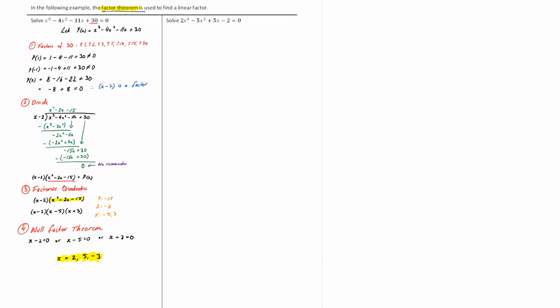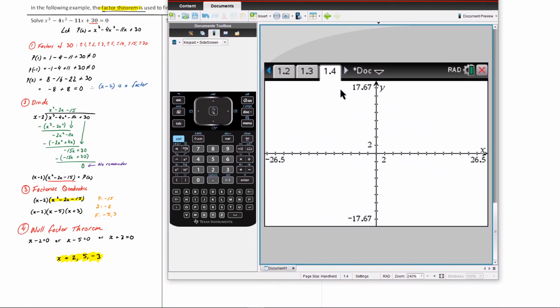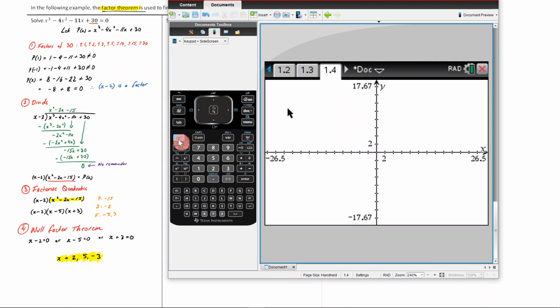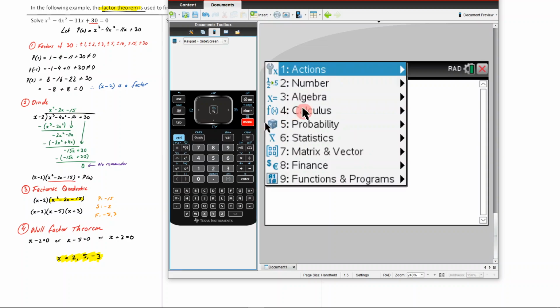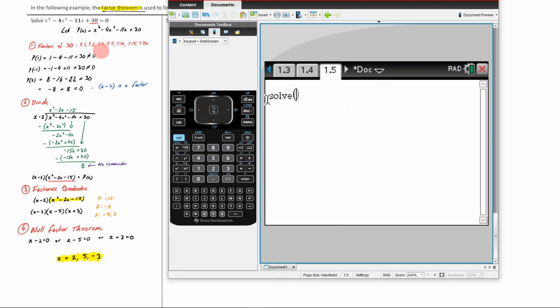Let's just go through how to do that in person now. Let's open up a calculator page here. What you would do is go menu, algebra, solve, and type in what you've been given here. So we're solving x cubed minus 4x squared minus 11x plus 30 is equal to 0, comma x. As you can see, we got -3, 5, and 2, as we did there. That's how you do it on your CAS.